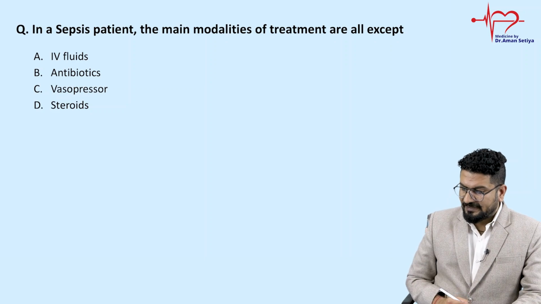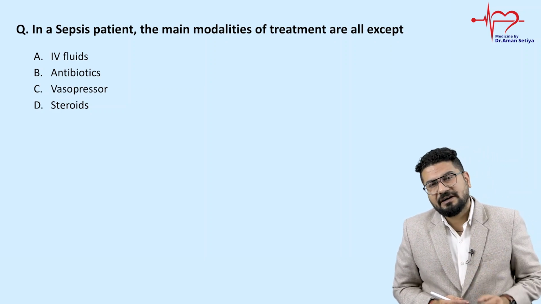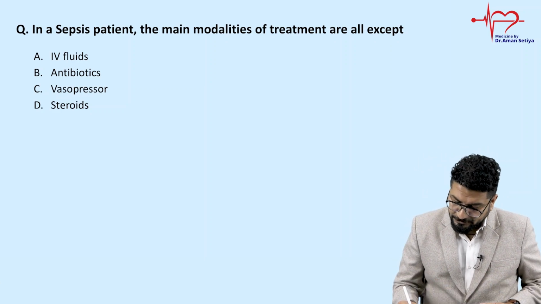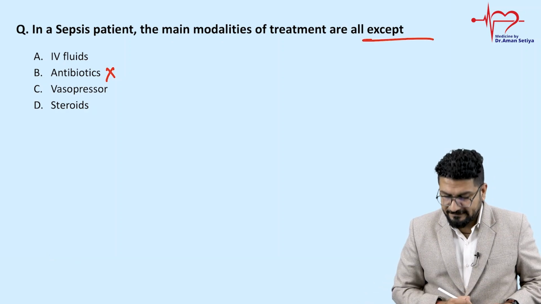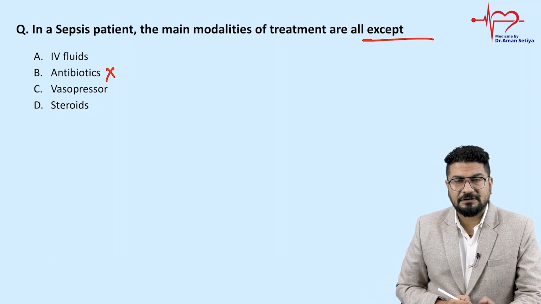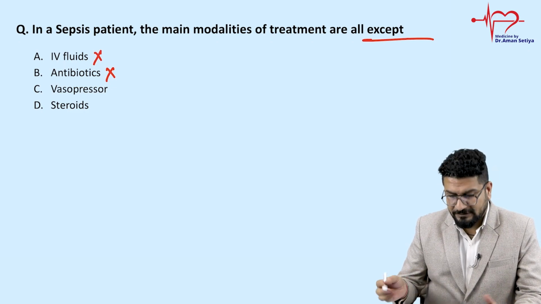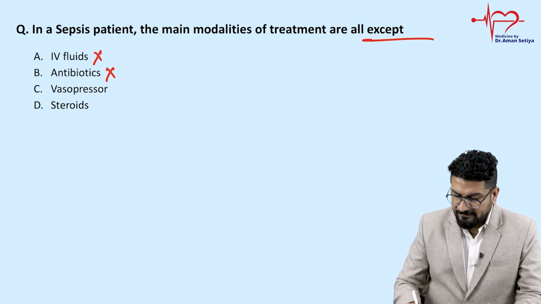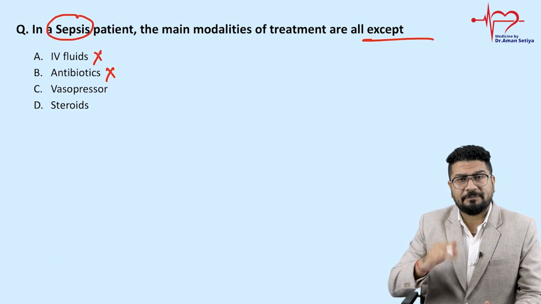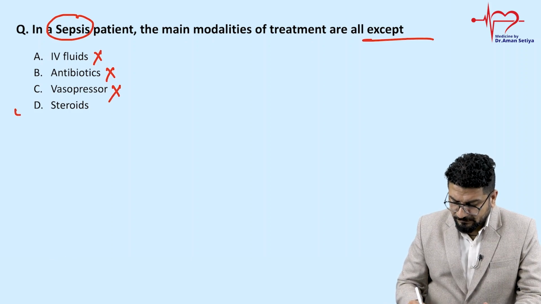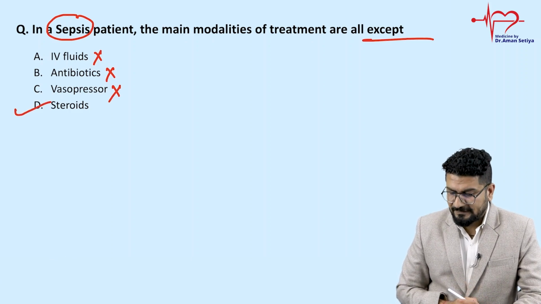Okay, sepsis patient, the main modality of treatments are all, except. Suppose you have a patient with sepsis. Definitely you will give antibiotic. If the patient is dehydrated and admitted in ICU, we have to give IV fluid. When sepsis converts to septic shock, we have to give vasopressor. There is no role of steroid. I repeat, there is no role of steroid.